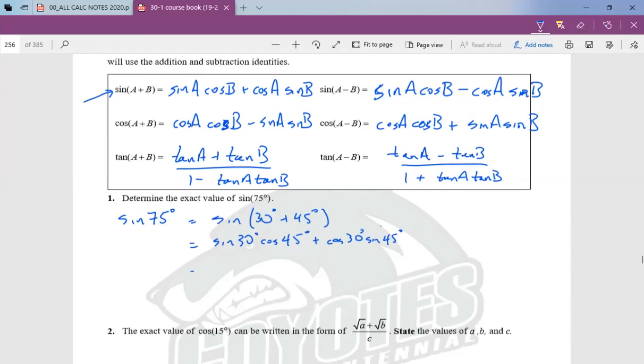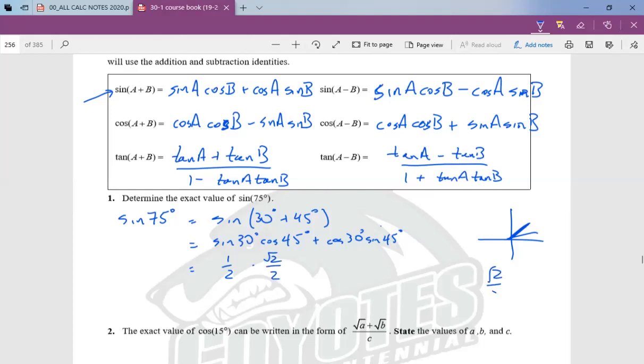Those are all degrees. And so now we look at what we have. At 30 degrees, sine is 1/2. We also have 45 degrees. So cosine of 45 degrees, from the 45-45-90 triangle, is root 2 over 2.